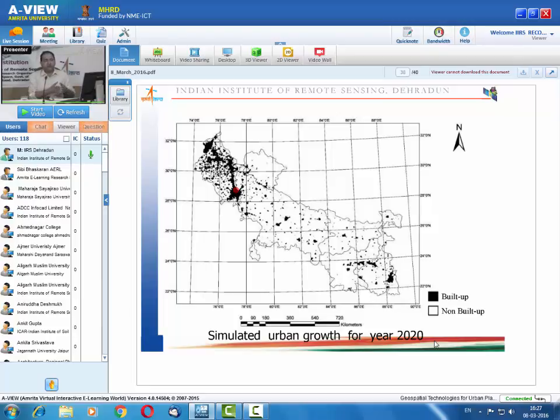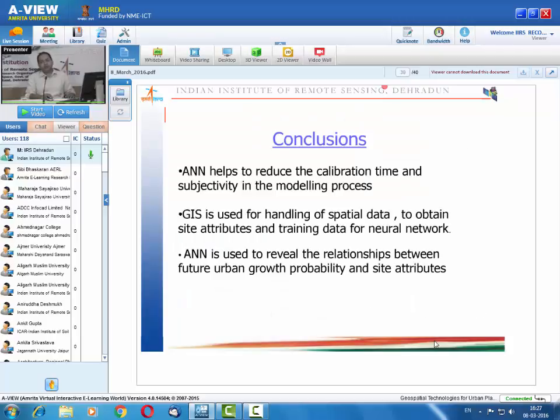In a modeling approach, remote sensing provides you data, GIS provides an environment to carry out the modeling, and then you can apply various modeling techniques in the GIS environment, such as artificial neural network and cellular automata model, to simulate. The main purpose is to simulate future growth patterns so that it provides a rational basis for urban planners on which they can base their decisions.